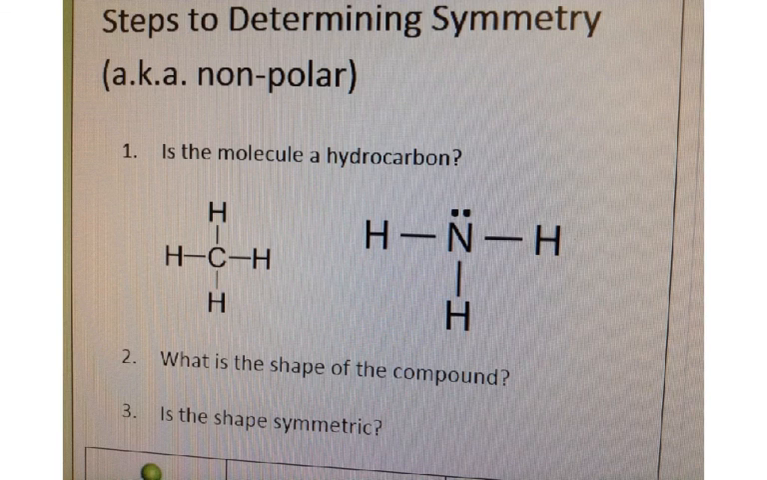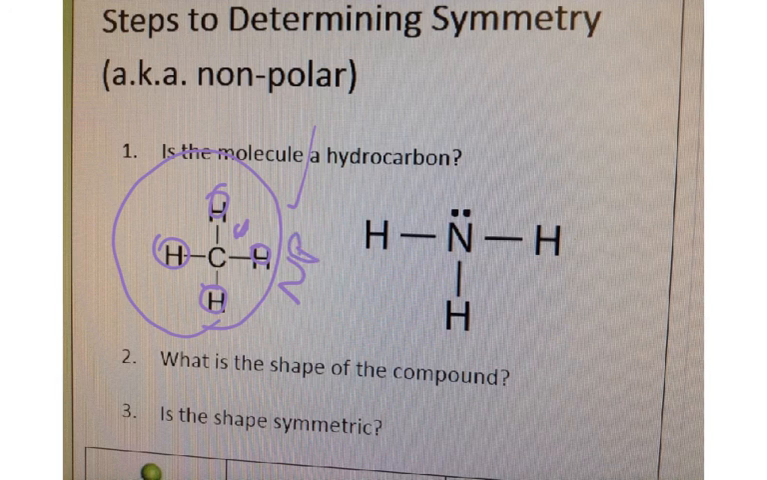Here's just another visual of this. First, if we're given these two structures, you're going to identify, is the molecule a hydrocarbon? Looking at the structure on the left, I notice that I have carbons and hydrogens and nothing other than carbons and hydrogens, so check, it is a hydrocarbon. Because of that, I know it is automatically a nonpolar molecule. On the structure on the right, I have hydrogens, which is good, but I do not have only carbon. So this is not a hydrocarbon, and I would need to go on to step 2.